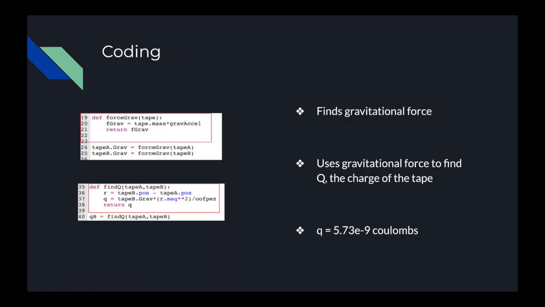On the last part of our agenda, I would like to discuss the coding aspect of this lab. The code I have written takes the length of the tape as an input and gives us back the force due to gravity. With this, I wrote another function using the charge equation to find the total charge on the tape. This involves the position of the two tapes and the force of gravity. This gave me a charge of 5.73e-9 coulombs.